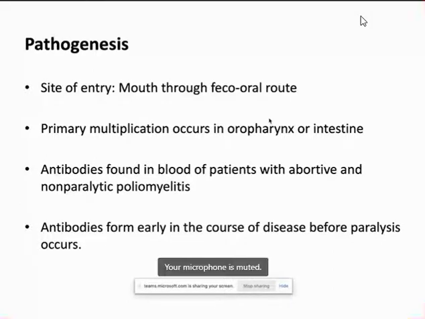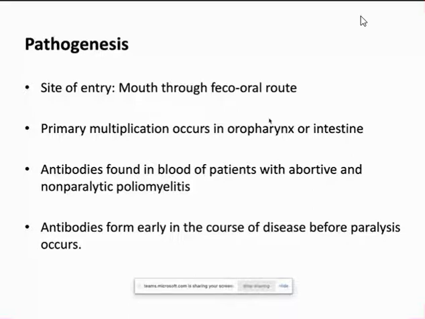Okay, and how it progresses. First, what happens? They multiply locally in the intestine and the oropharynx, and the antibody is found in the blood of patients with abortive and non-paralytic poliomyelitis. It means once they multiply in the GI, it doesn't mean they result in the clinical condition, that is poliomyelitis. The patient can be asymptomatic, but in those conditions, if we try to find out the antibody against the poliovirus, then we may find it.